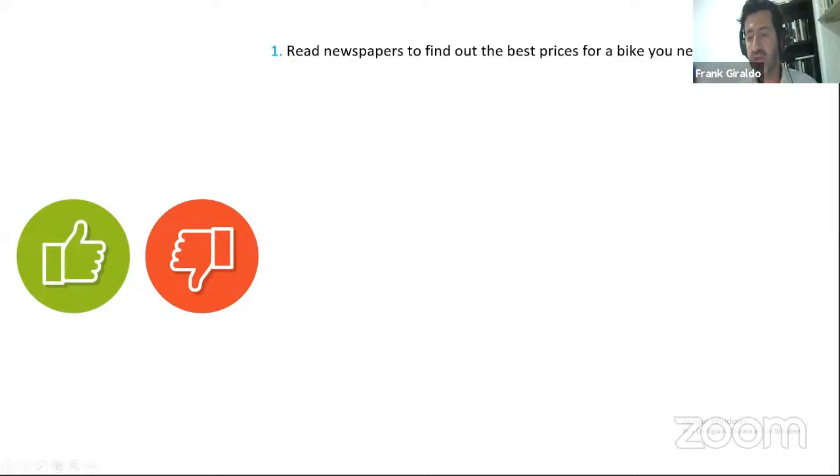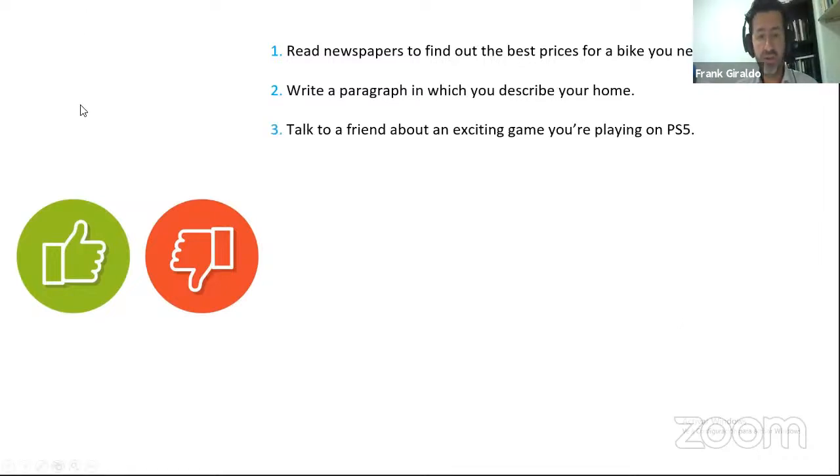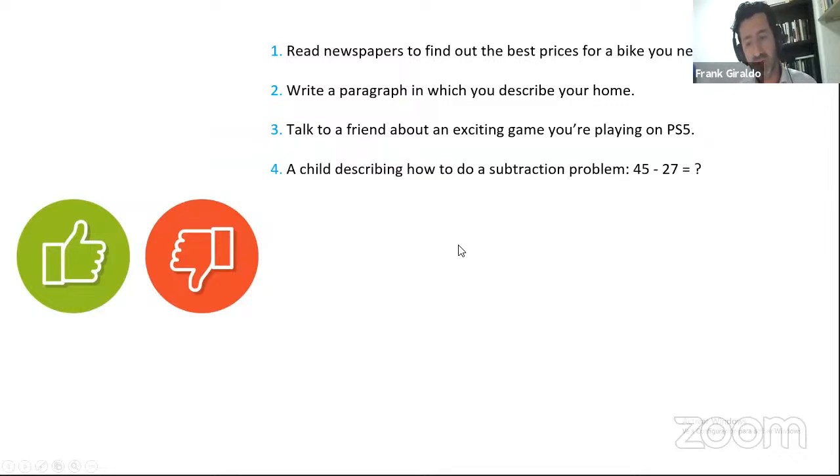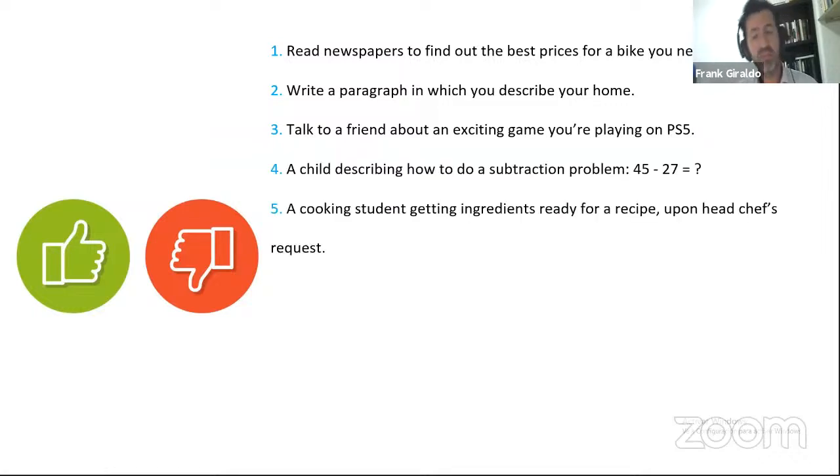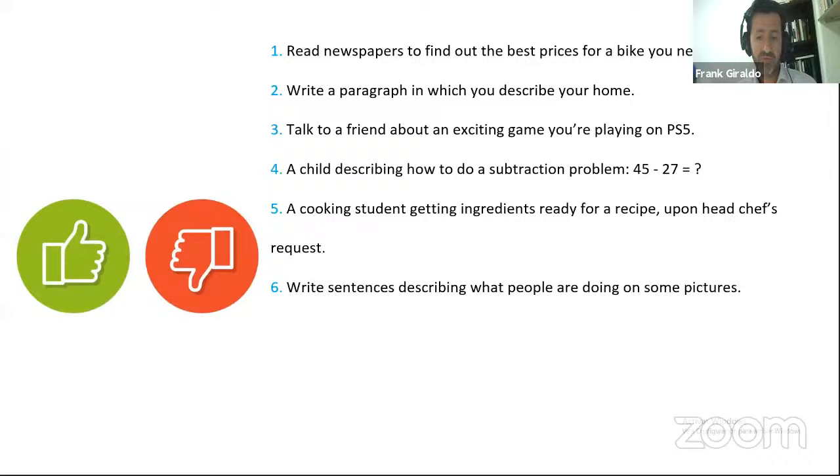So here are the tasks. The first one is read newspapers to find out the best prices for a bike you need. The other one is write a paragraph in which you describe your home. Talk to a friend about an exciting game you're playing on PS5. Number 4, a child describing how to do a subtraction problem. A cooking student getting ingredients ready for a recipe upon head chef's request. Write sentences describing what people are doing in some pictures.